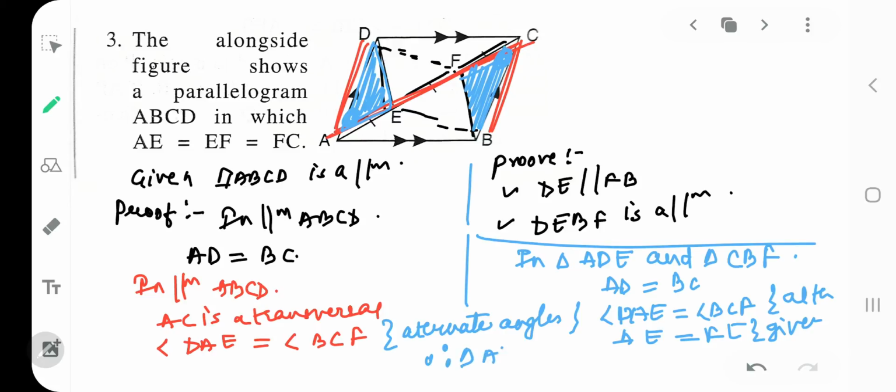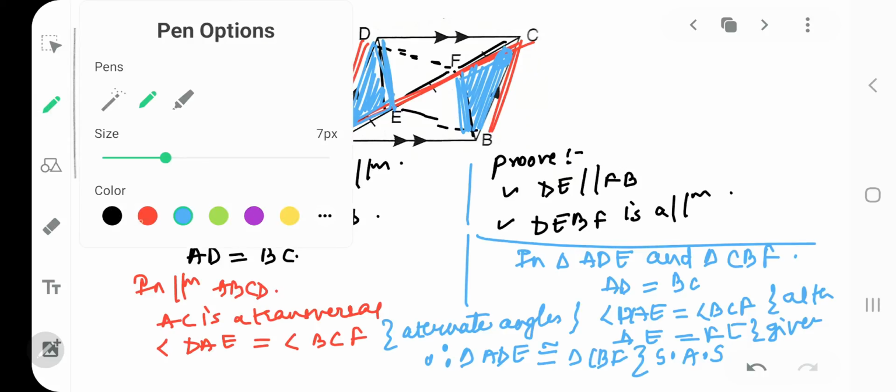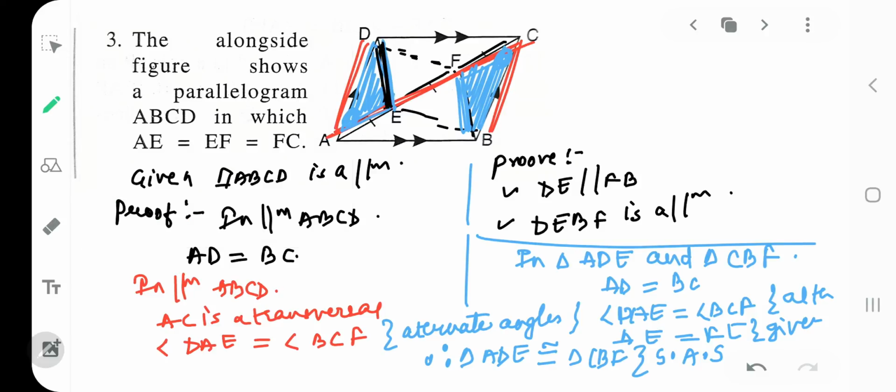Therefore triangle ADE is congruent to triangle CBF by the SAS test. Once you got that, can you write DE is equal to FB? Yes. So we will write, because corresponding parts of congruent triangles. Once you got the triangles to be congruent, you can take any part of it to be equal to any part of the other triangle which is congruent to it by writing CPCT. So I'll erase this part and write it here.